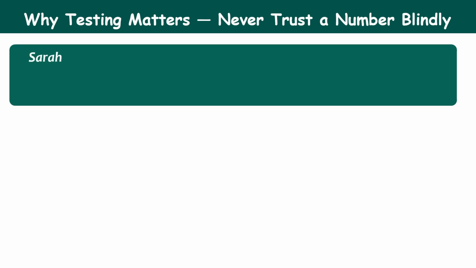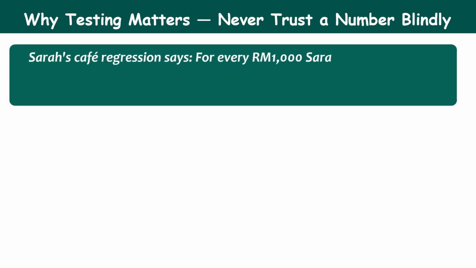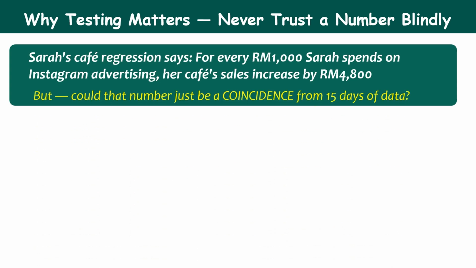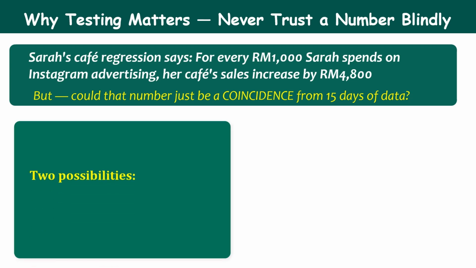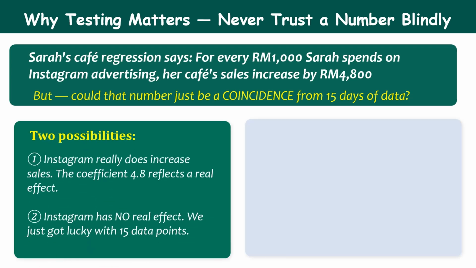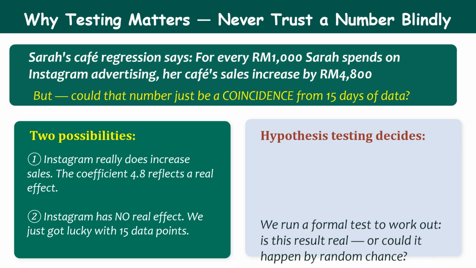Remember Sarah's Cafe. Our regression says for every extra 1,000 ringgit on Instagram, sales rise 4,800 ringgit, but we only have 15 days of data. What if those 15 days were just a lucky stretch? Two possibilities. Instagram really works, or we just got lucky. Hypothesis testing decides which one it is.